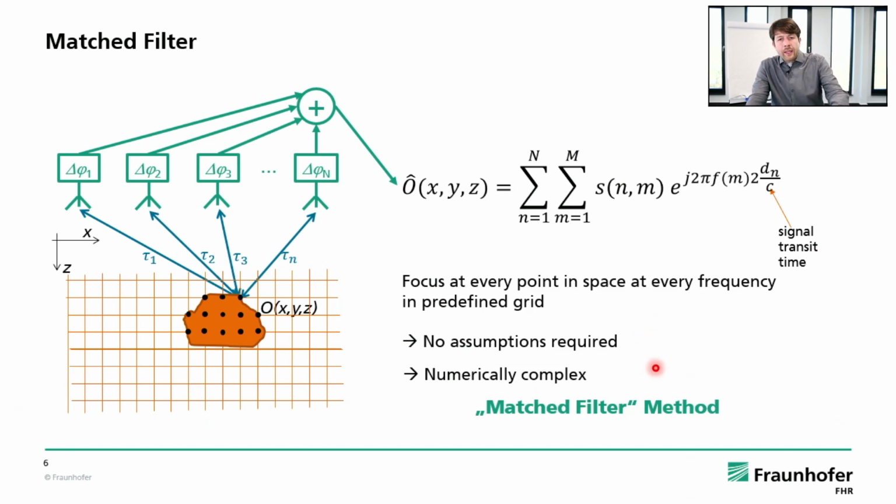You don't need any assumption for that. So you can distribute the points anywhere. You can use any frequency setting. You could use equidistant steps or whatever you like. You're flexible, but it's numerically very complex. You have 2 sums for each point, which is massive. We call that the so-called matched filter method. That is the simplest one, but this also already gives you an image. It's nothing more than this.